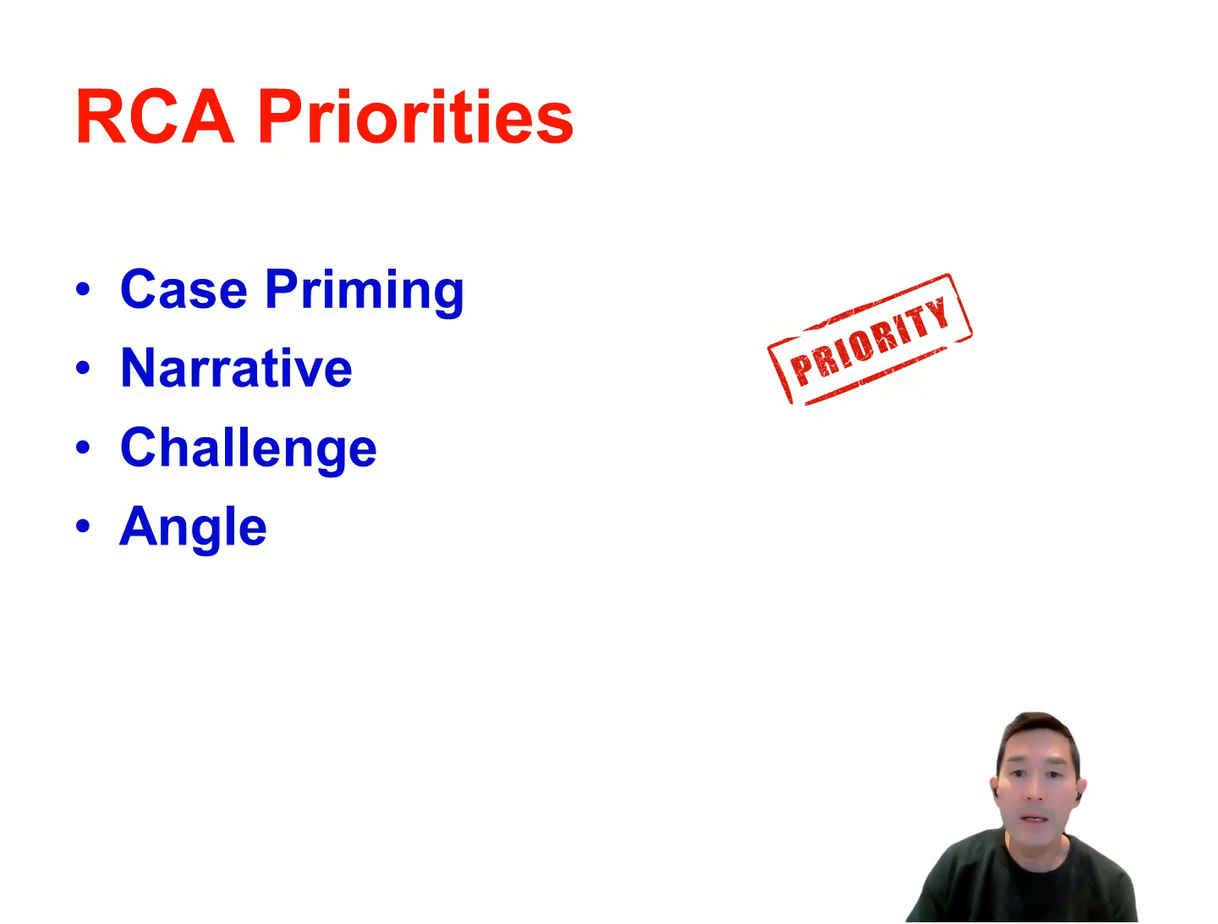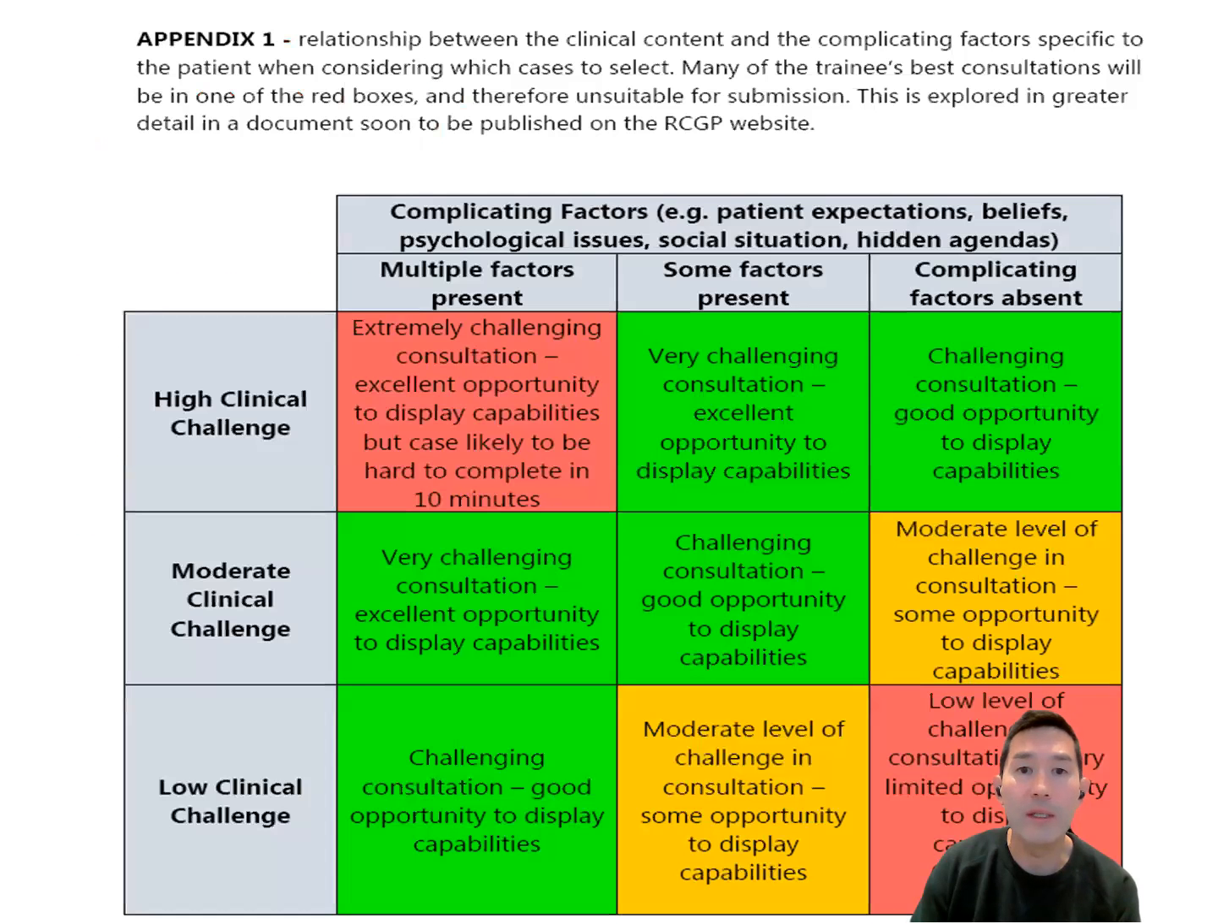But when it comes to the angle of the case, it's really, really important that we start thinking about the complicating factors. Now, as you can see from the RCGP case selection grid, complicating factors reside within the patient's ICE. So it's quite important that a patient's ICE and agenda is opened up earlier in the consultation.